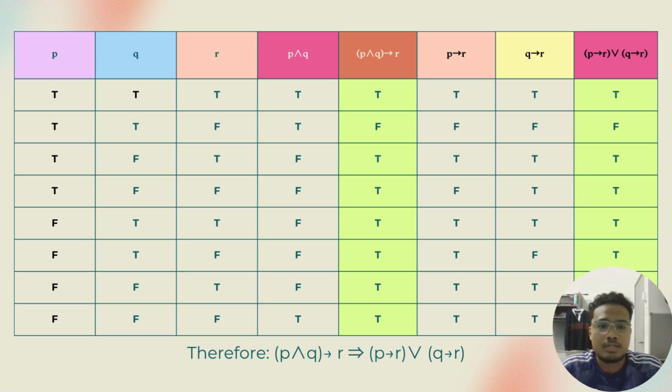Next we have P implies R or Q implies R. We can see that both of the statements need to become true for it to become true. If one of the statements is false, then it will become false. It depends on the false statement for it to become false. So as we can see, both of the columns have the same truth values. Therefore, P and Q implies R logically implies P implies R or Q implies R.